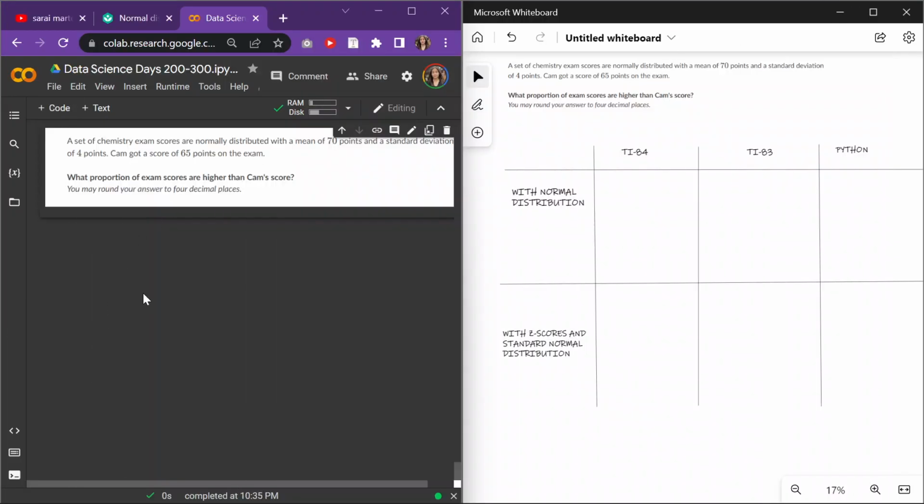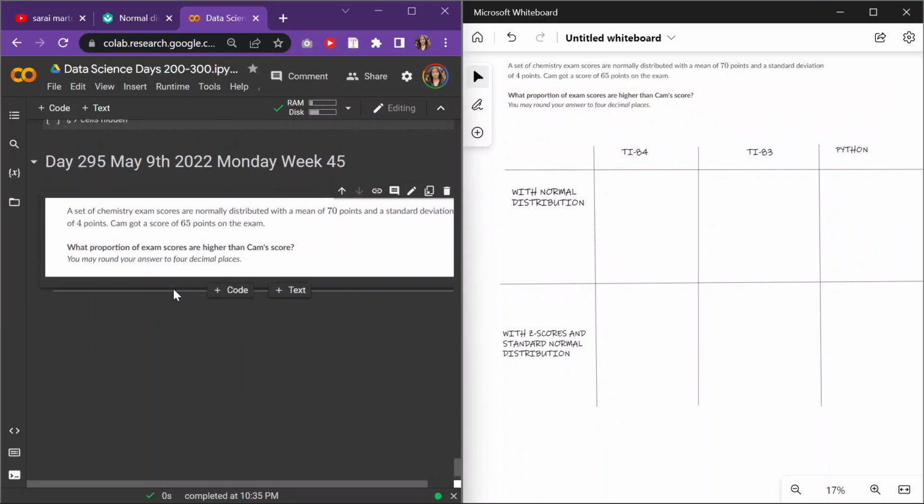Today is May 9th, 2022. It is a Monday, and again, I'm working on another problem where I have to find the area or the proportion above a certain point.